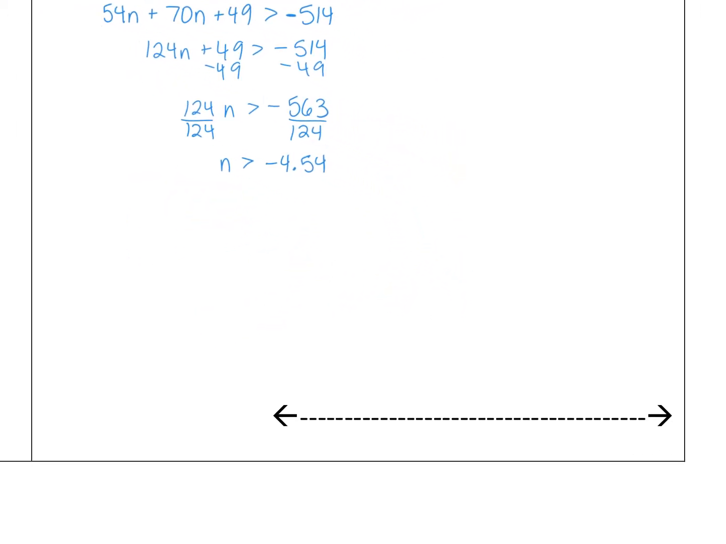So then we put it on a number line, and that's going to be between what two numbers? -5 and -4, but a little bit closer to the -5. Open or closed dot? Open, and shading to the left or right? To the right. Good. Greater means values greater.